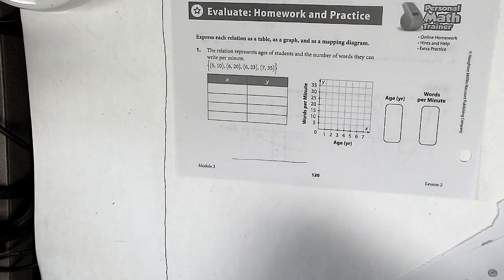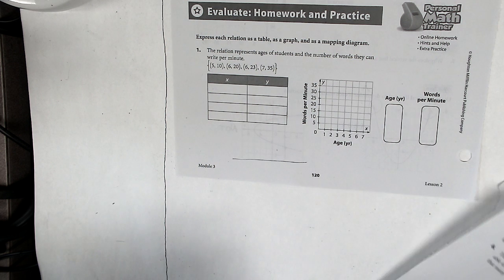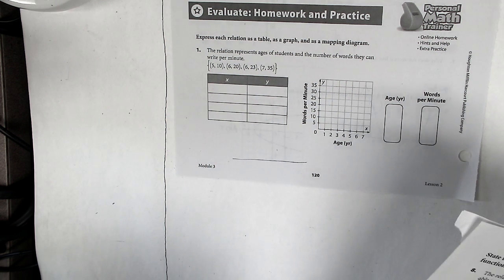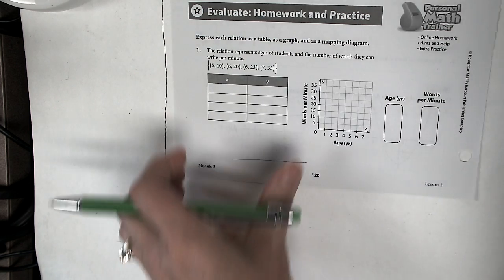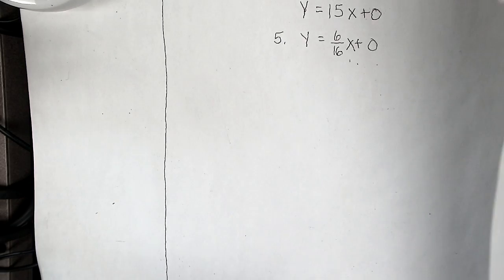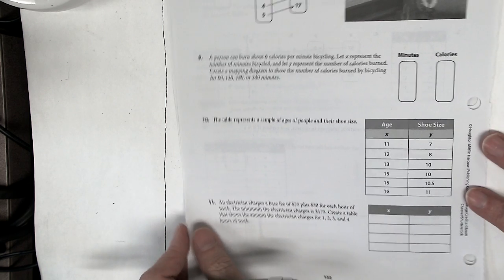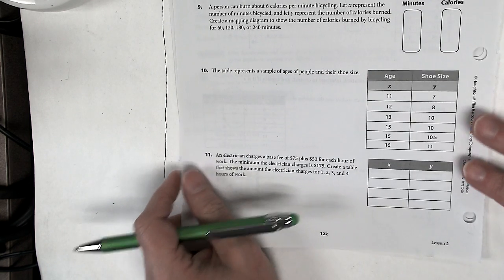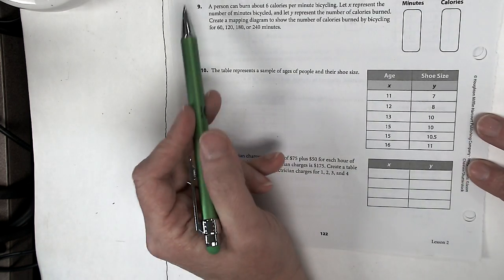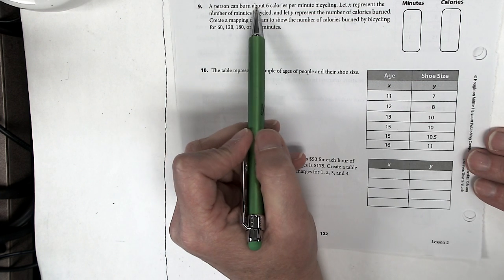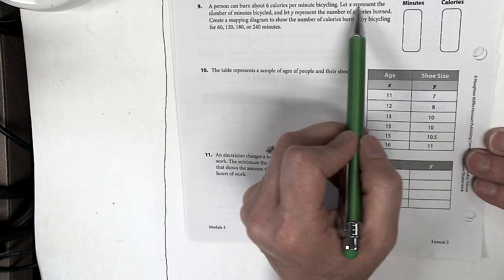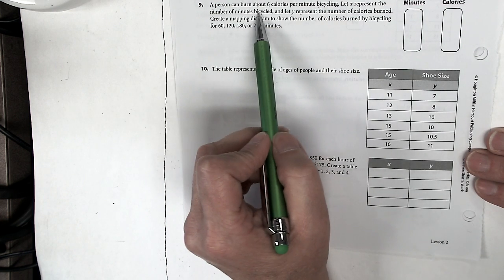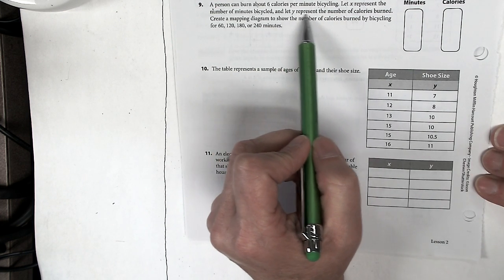And that is something like question 9. Now this is a homework question. I'm just going over a couple homework questions here. So number 9, a person can burn about 6 calories per minute cycling. Let X represent the number of minutes biked and Y represent the number of calories burned. Create a mapping diagram to show the number of calories burned by bicycling 60, 120, 180, and 240 minutes.